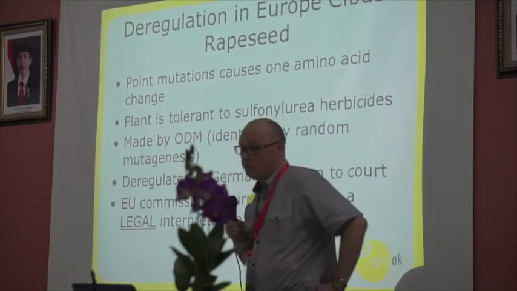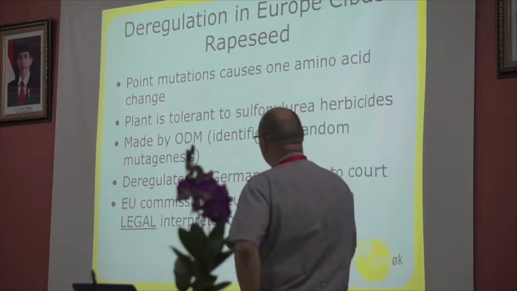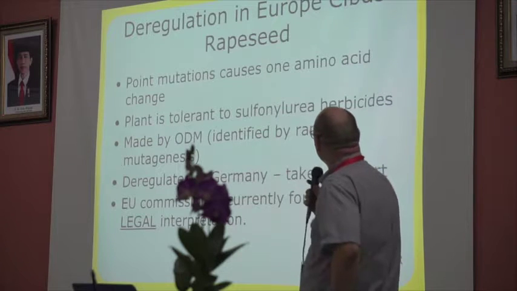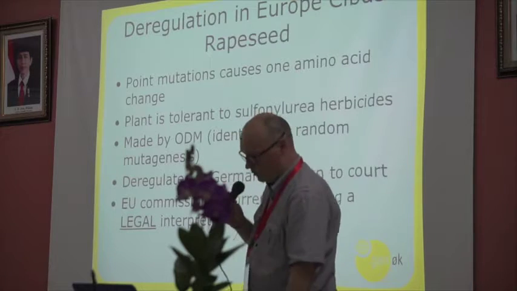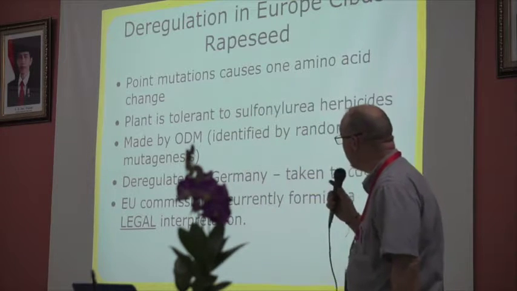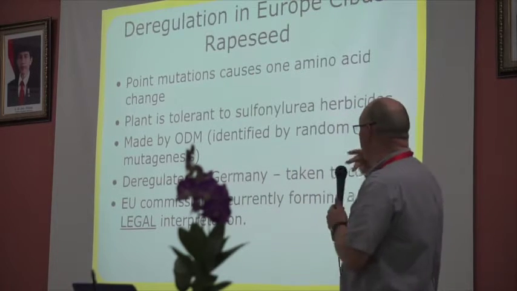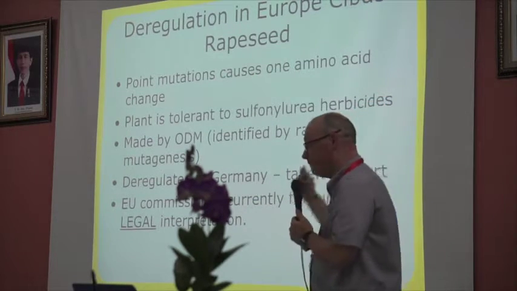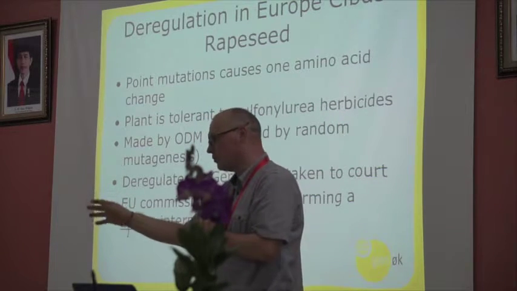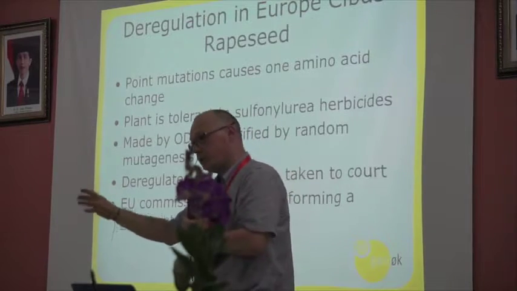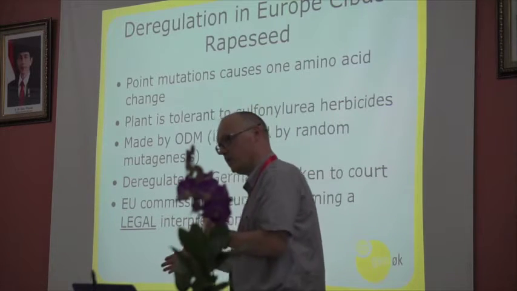In Europe, there is one particular case which is also going to set an example for how this is going to turn out. This is the rape from Cyrus, or what we call Clearfield technology. It's made by ODM. One change in two genes makes it tolerate herbicide. When you look at it externally afterwards, there's no trace of that engineered process, so you don't know how it was made. Of course, we know it because they have disclosed that.